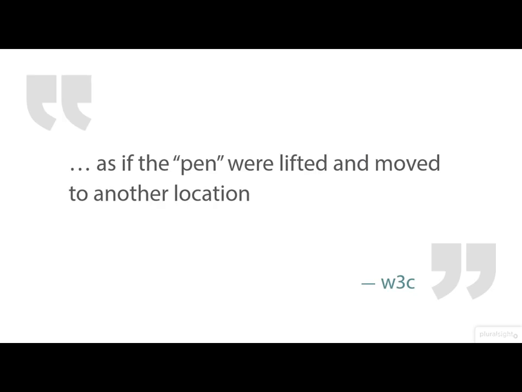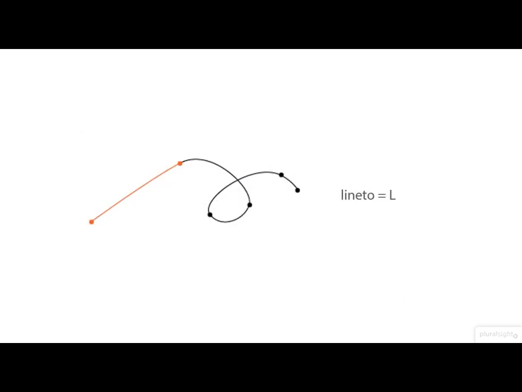Move to is noted with the letter M. It's essentially the starting point for the path. The W3C defines it as if the pen were lifted and moved to another location. Line to is noted with the letter L, and it's used to draw straight lines from one point to another.